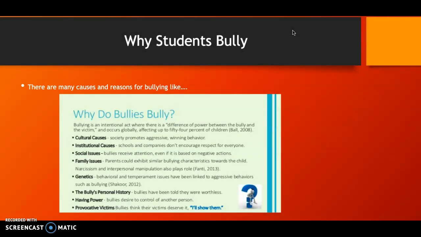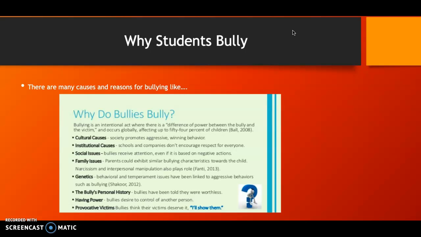There are also reasons why students bully. One of the first reasons why students bully, according to this chart, is for cultural reasons, such as society promoting aggressive or winning behavior. There are also other reasons culturally for bullying. Culturally, there are different cultures who may not get along. Sometimes when these students from oppositional cultures encounter each other in school, bullying may ensue.